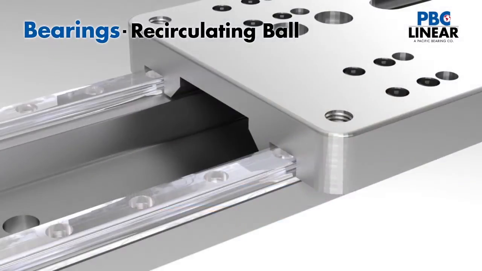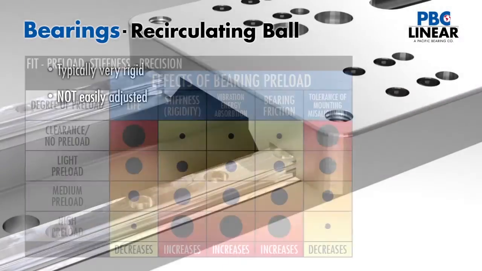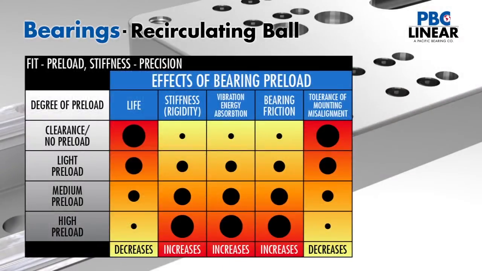The last bearing system to consider is a recirculating ball bearing. This can be either a roundway bearing or a profile rail. These systems are typically very rigid due to being preloaded, but they cannot be easily adjusted. You will often see charts something like this to describe the effect of preload on a ball bearing. The principle of increased preload resulting in higher stiffness is the same as with a cam roller, but in the case of a ball bearing, it must be ordered with a set preload from the factory.